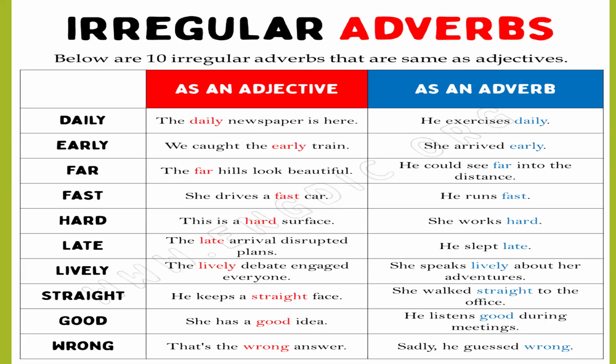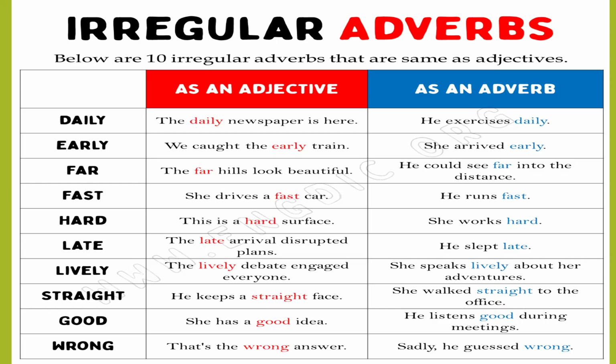The late arrival disrupted plans. Arrival is a noun, late is an adjective. She slept late. Slept is a past verb, and late acts as an adverb. The next example, lively: the lively debate engaged everyone. Debate is a noun and lively is an adjective. Next, an example for an adverb: she speaks lively about her adventures. Speaks is a verb and lively is an adverb, modifying it.